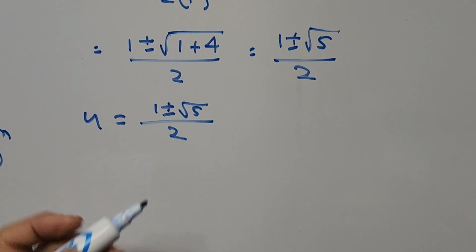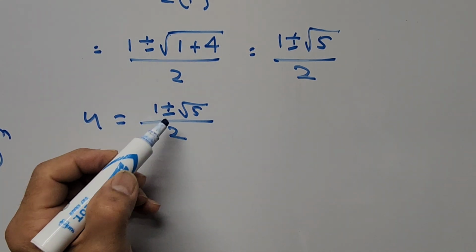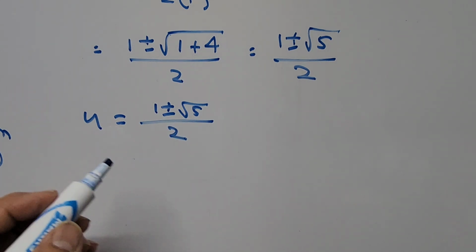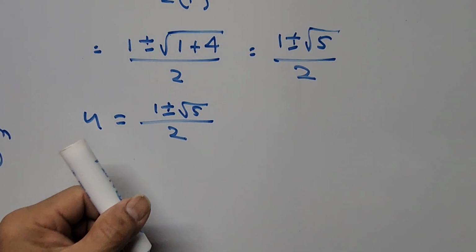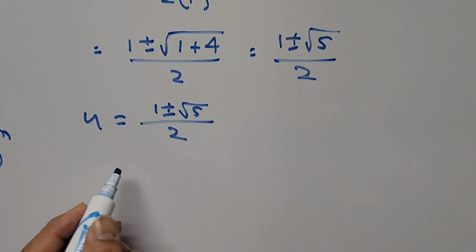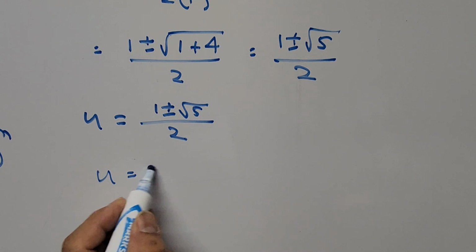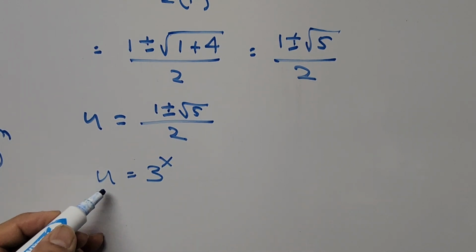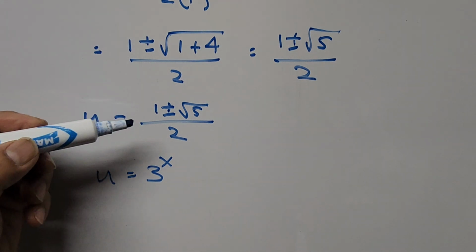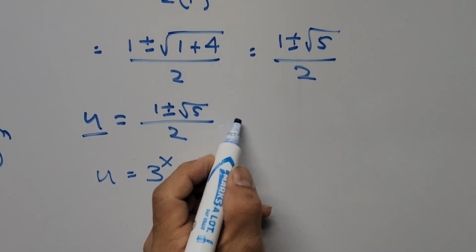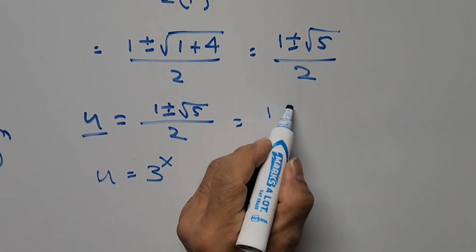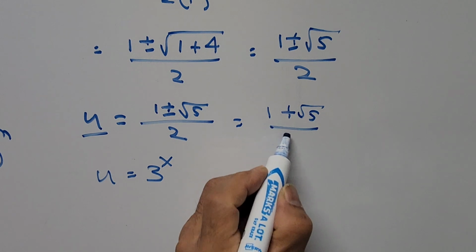Now if you notice, here we have two values of u. We have the positive and negative square root of 5. Since u is a substituted variable in place of 3 to the power of x from earlier in our equation, that is u is equal to 3 to the power of x. Here, u is an exponential function which only takes a positive value. So this means that we're taking the positive value of square root of 5, so that is 1 plus square root of 5 divided by 2.